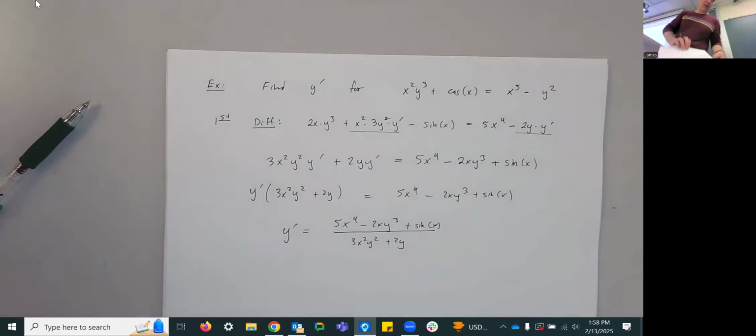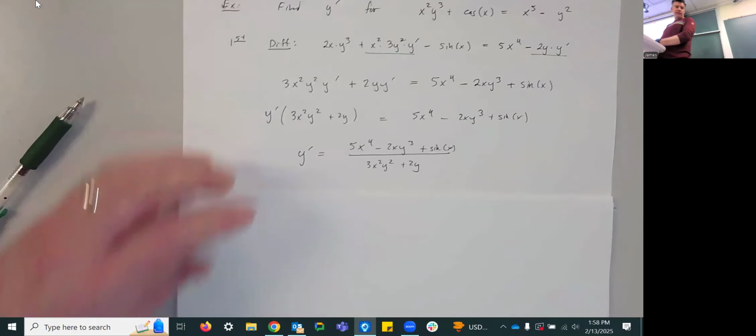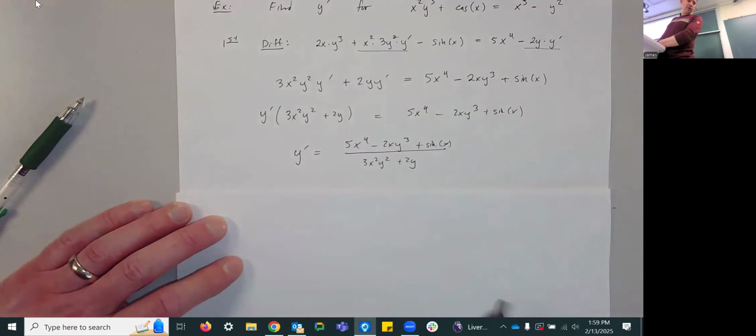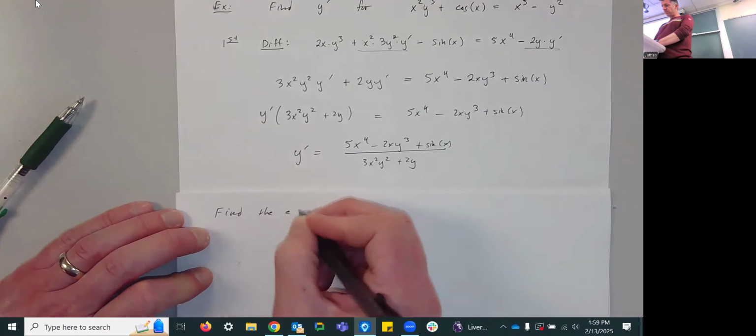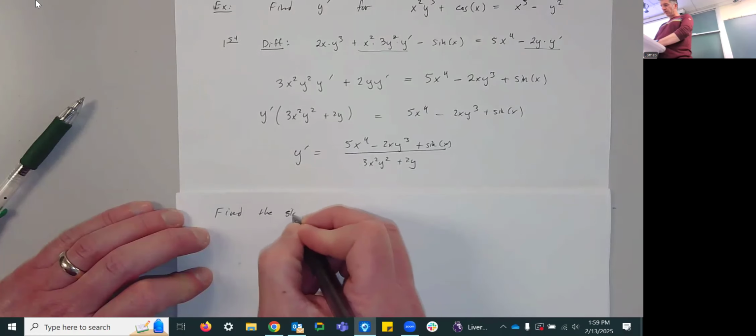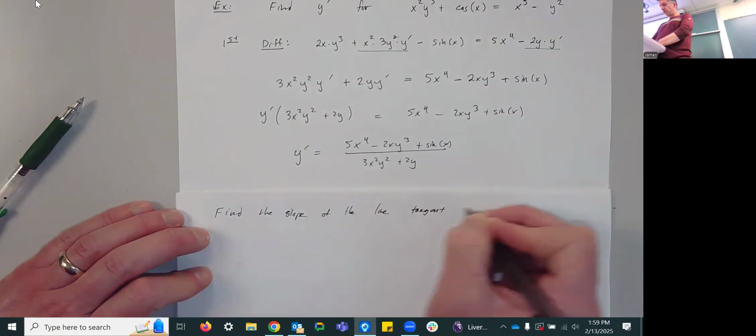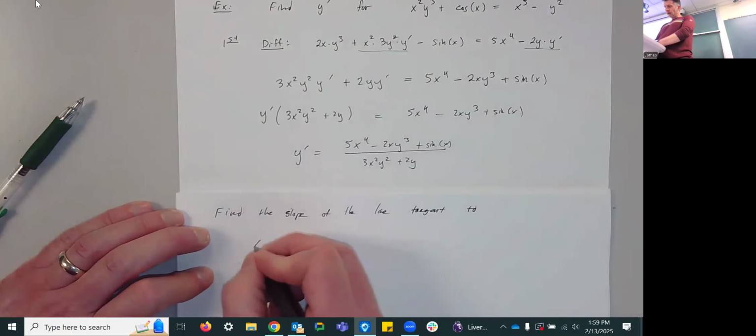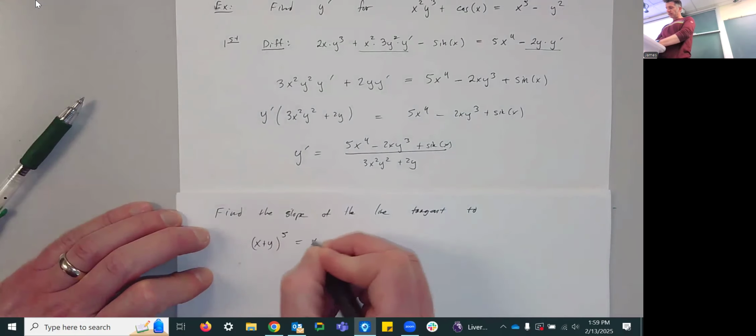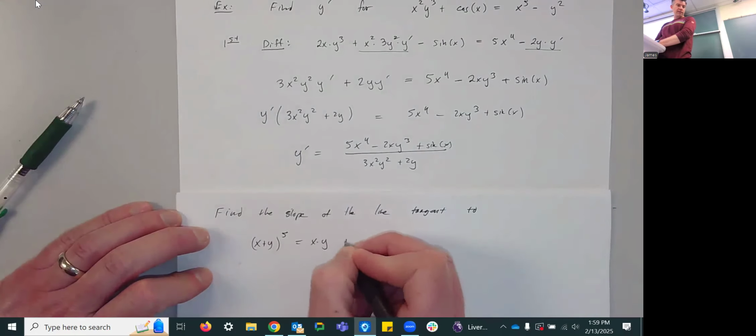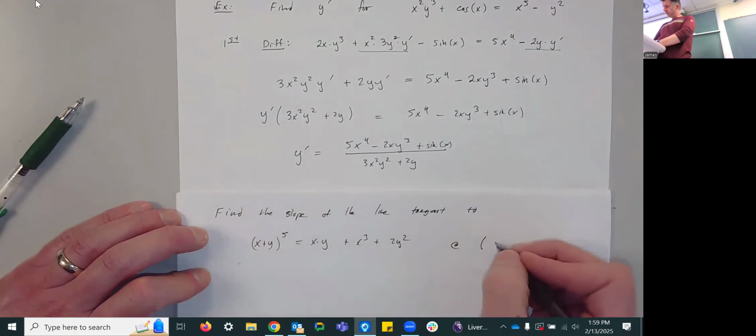So here's a different take on a similar-ish question. Let's say instead we were asked the following. Find the slope of the line tangent to x plus y to the fifth equal to x times y plus x cubed plus 2y squared at the point -1, 1.